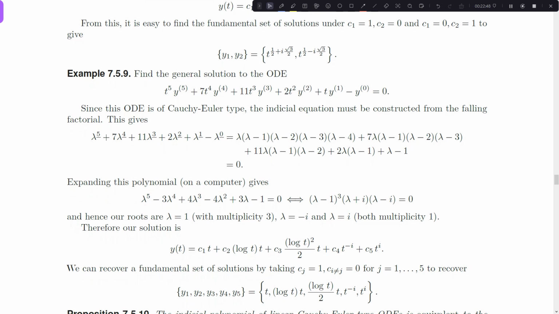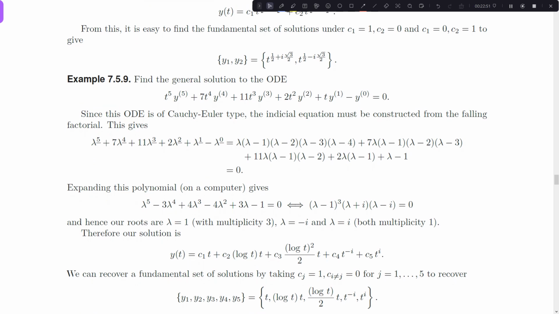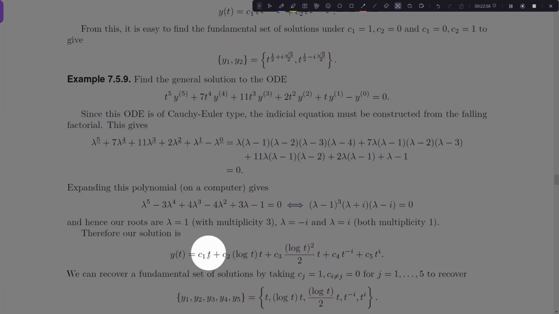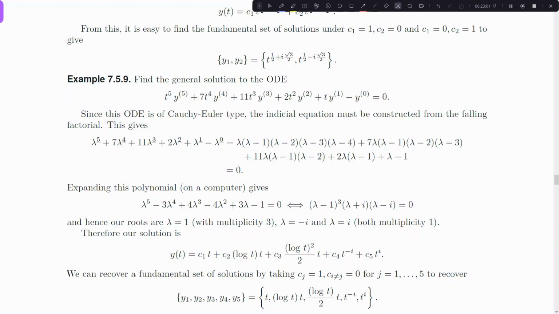And then, as always, we get a fundamental set of solutions by just looking at the function which is multiplying each of the different constants. So the first one is t, then t log t, then log t squared over 2 times t, then t to the minus i, and t to the i. So those are my 5 linearly independent solutions which form a fundamental set of solutions. And this is how we get it for Cauchy-Euler type.